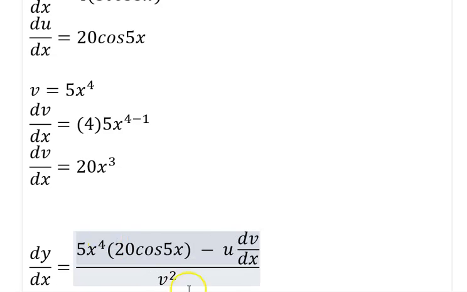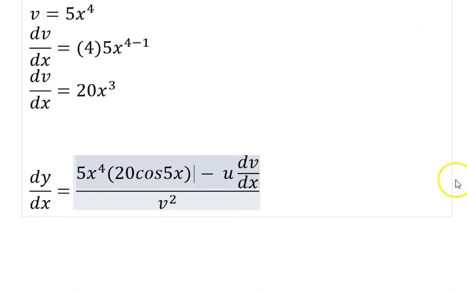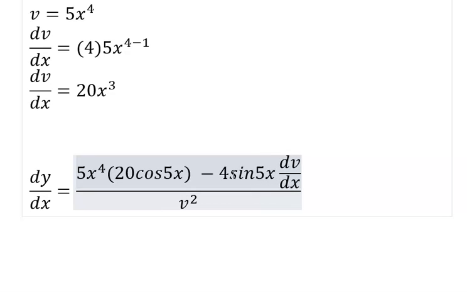Awesome. The next one is our u. What's our u? This is our u: 4 sine 5x. So we use our u here, 4 sine 5x. That's our u. Awesome. So the last one here is our dv dx. This is our dv dx: 20x raised to power 3.